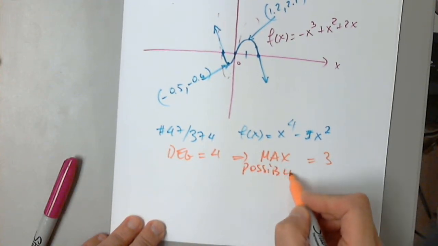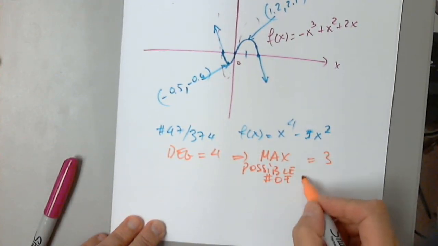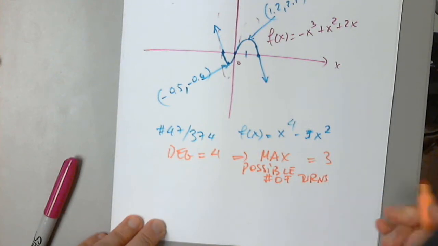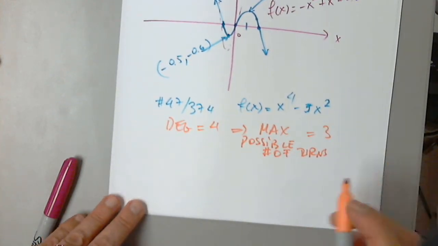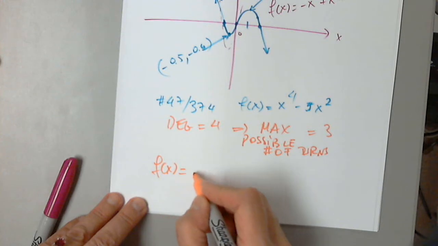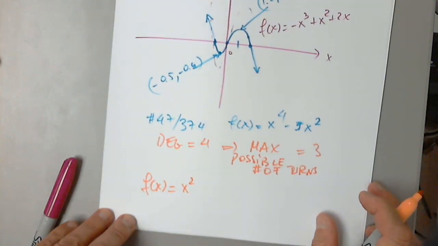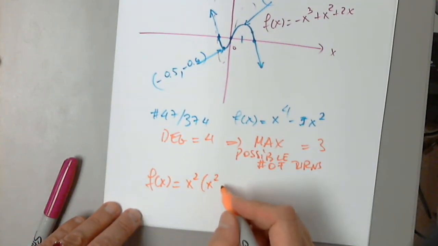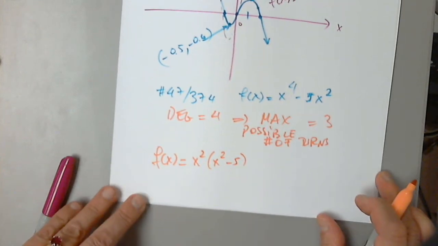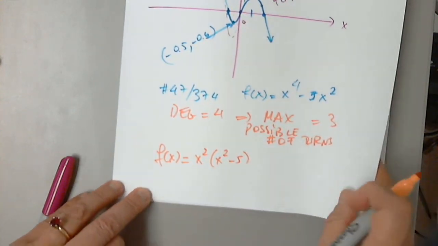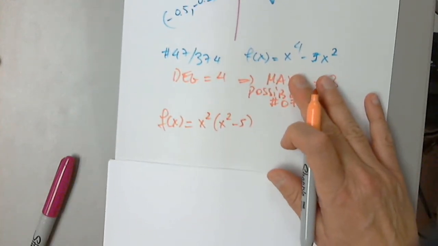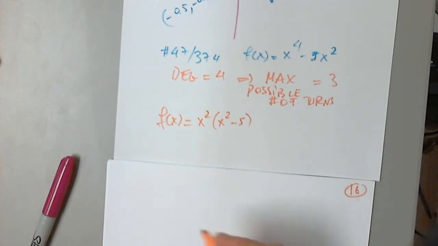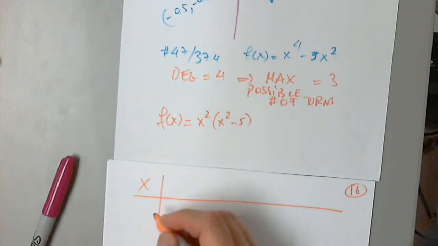Possible number of turns, or max min. Perfect. So now I have f of x, which is x squared times x squared minus 5. I factored it for what's coming next. Can anyone give us a domain of this function?